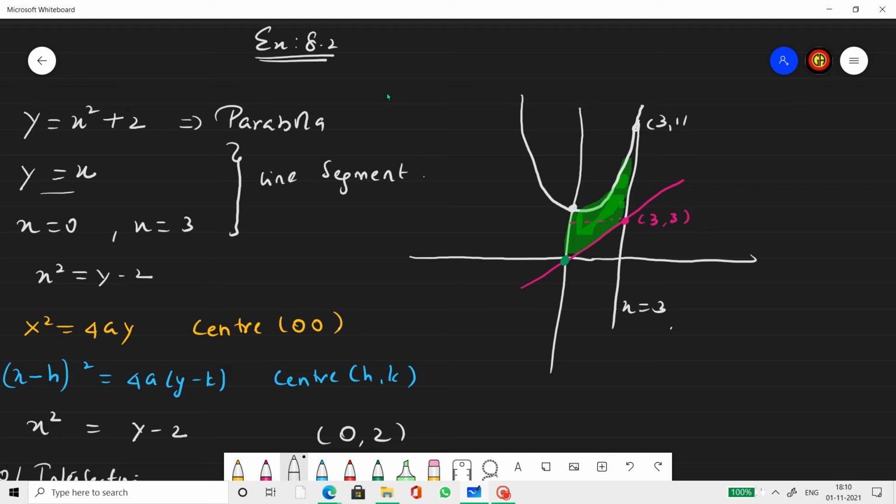I'm starting with question number 3 here. Y is equal to x square plus 2 is a parabola. Y equal to x, x equal to 0, x equal to 3 are the three lines given in the question. The question is, so this is the equation of a parabola.